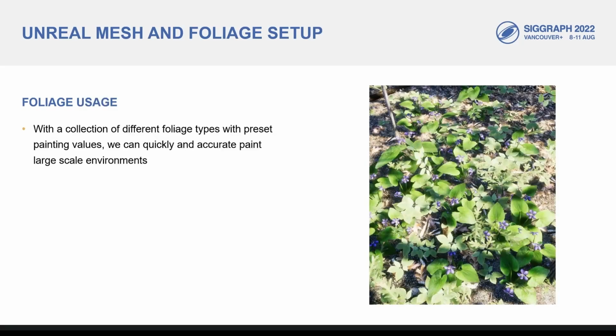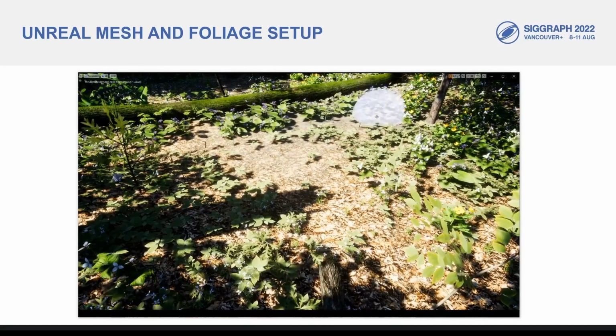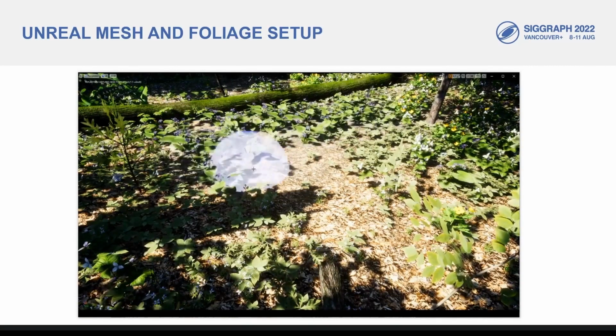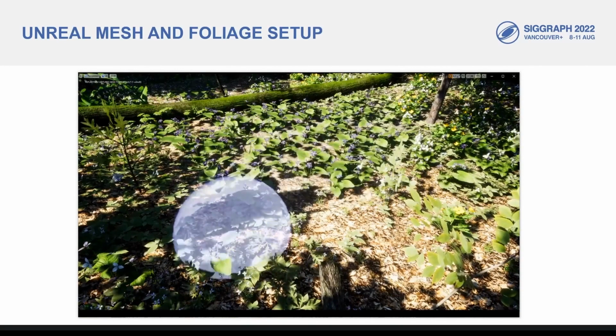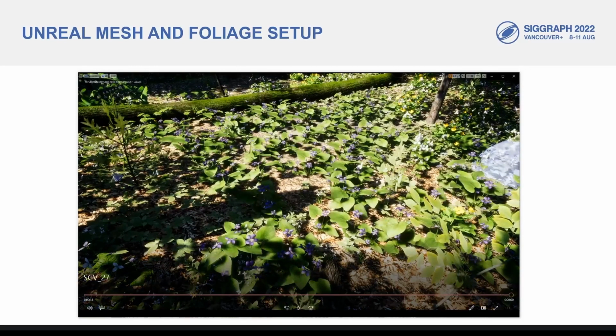Once we have all of our foliage settings in a good spot and our mesh is totally ready to go, and we've built up a collection of different foliage types with these preset values, we can quickly and accurately paint really large scale environments really quickly and have a really believable and accurate result. And here is an example of just painting out our blue violet into a scene with a bunch of other plants and having it quickly and naturally and easily just fill in and fit the level.